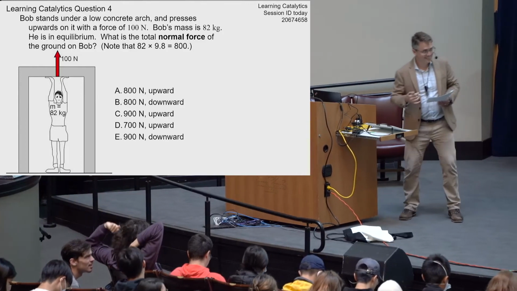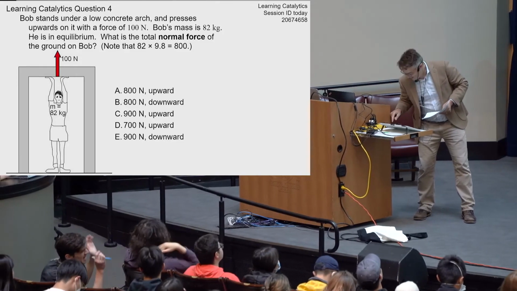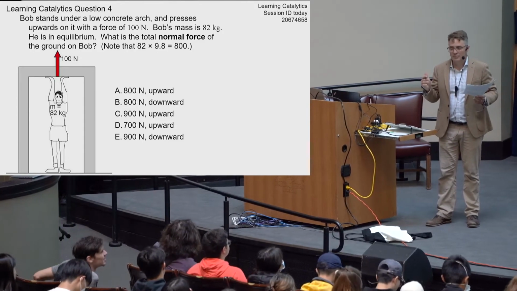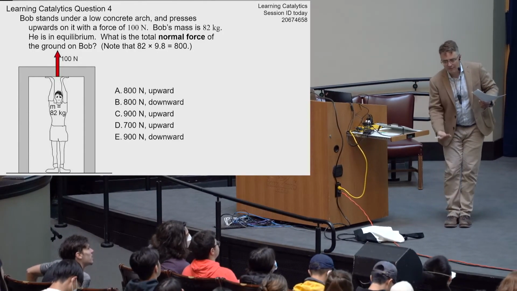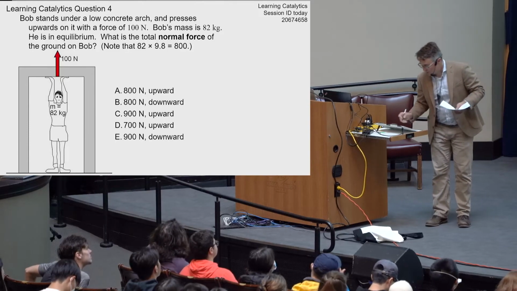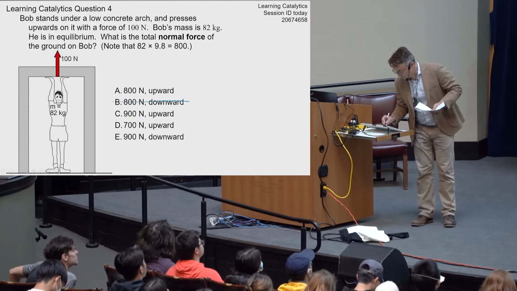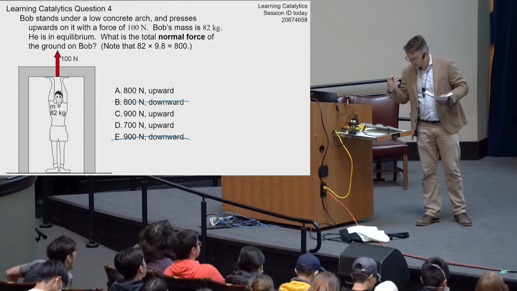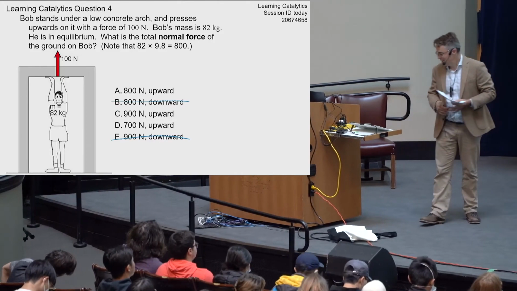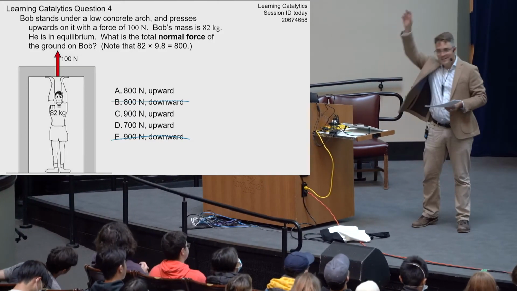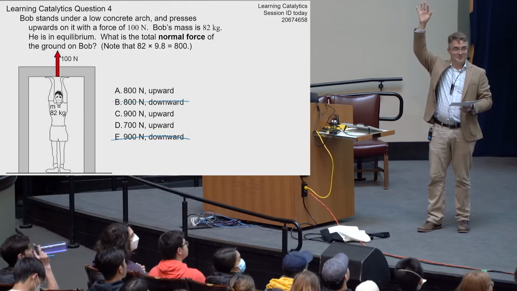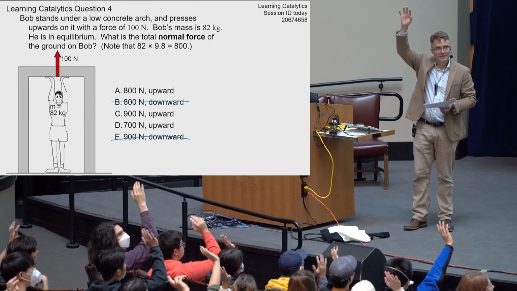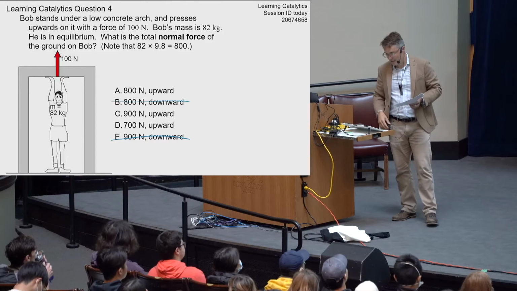Okay. I'm going to interrupt you. I'm going to use a little bit of process of elimination before we do the vote. I'm asking for the force of the ground on Bob's feet, so I think it has to be a pushing force. I think you can rule out the downward forces there. So it's either 800, 900, or 700. Who votes that it's A, 800? Okay. What about, who votes that it's C, 900 newtons upward? Okay. A lot of hands.